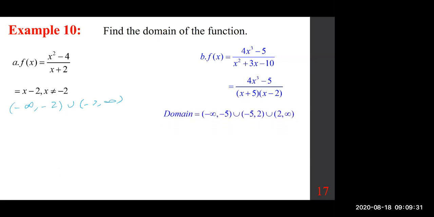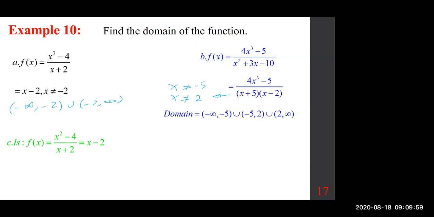How do we write that? Here's the interval notation. First understand that this means x cannot be -5. X cannot be +2. Okay. Very straightforward. All right.